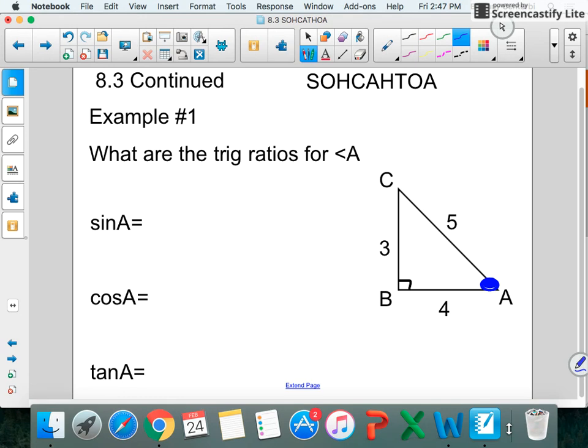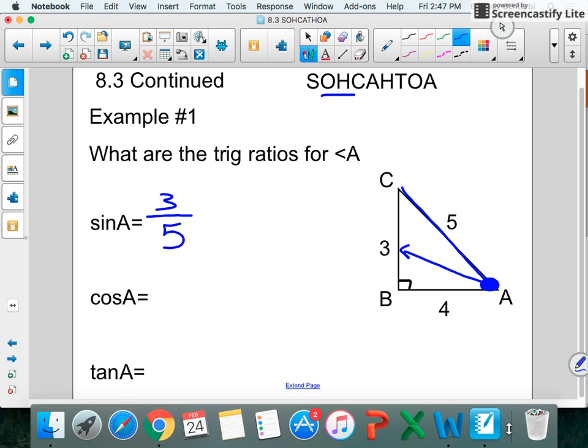So sine of A, again, sine is opposite over hypotenuse. Now this order does matter. You have to put opposite over hypotenuse or you'll get a different answer. So my opposite side for A, opposite is 3, and then my hypotenuse is 5.